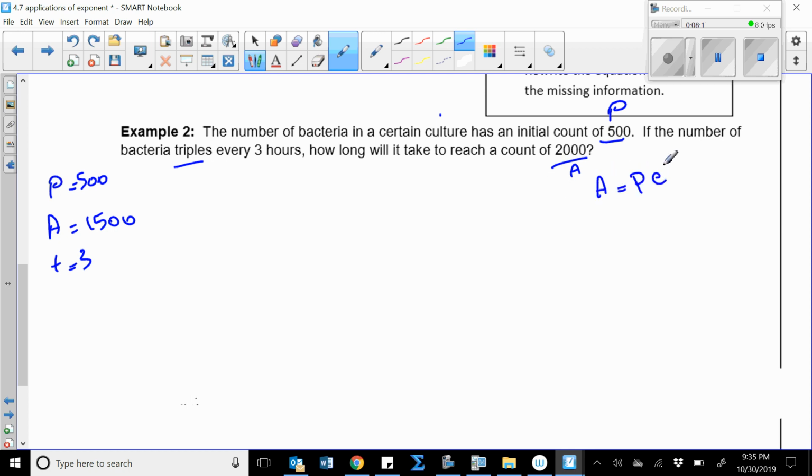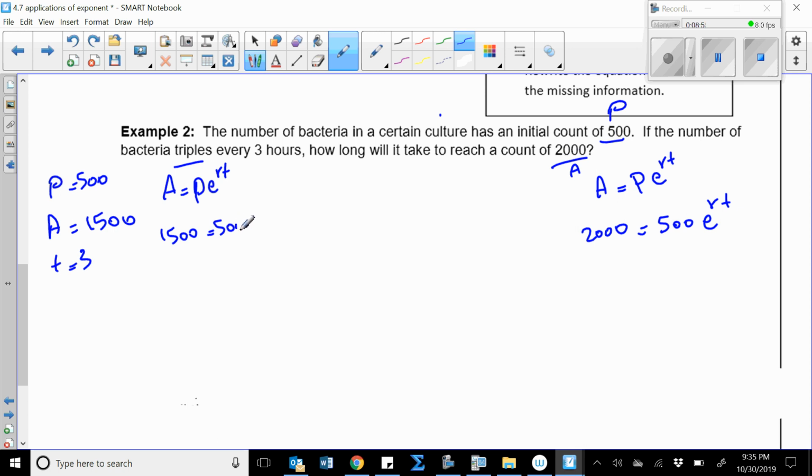So I need to use this exponential function. A is 2000, P is 500, e to the power of r, and t. It's asking for how long will it take, so I'm looking for t, but also I don't have the value of r, so I need to find r from the first part of the problem. Then I come back here and solve for t. So I'm going to use A equal to P e to the rt here again.